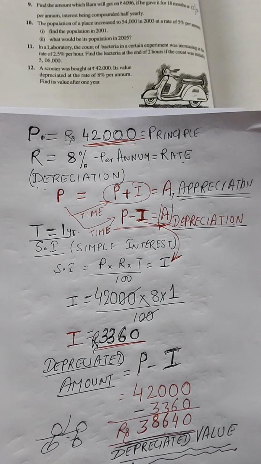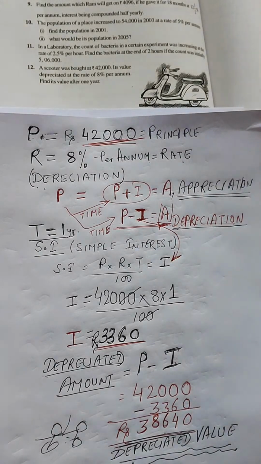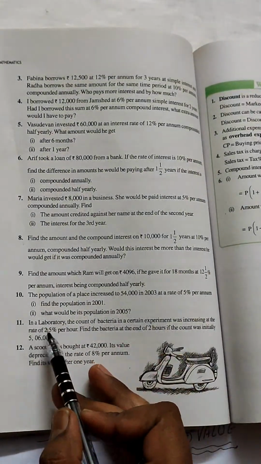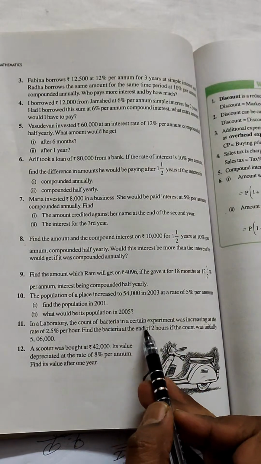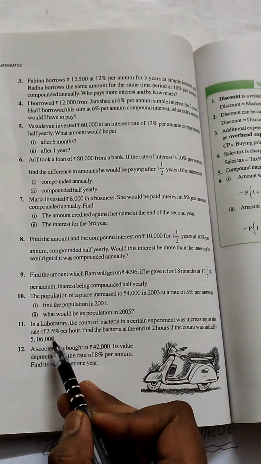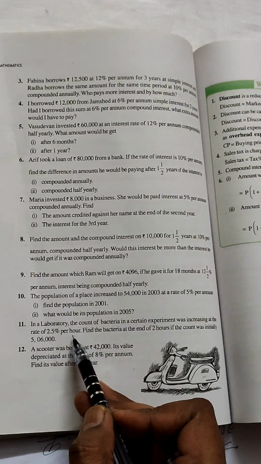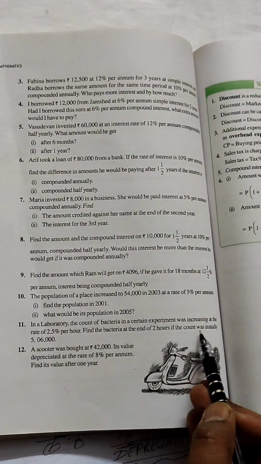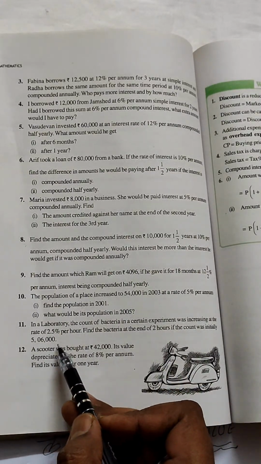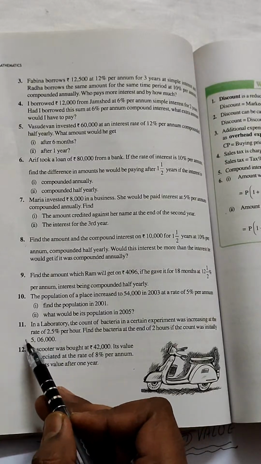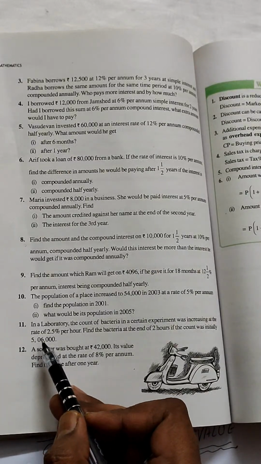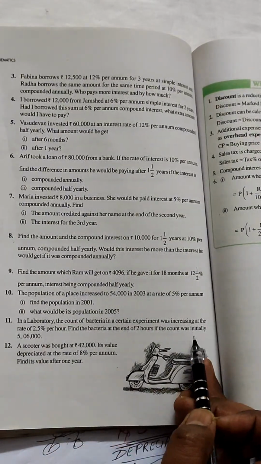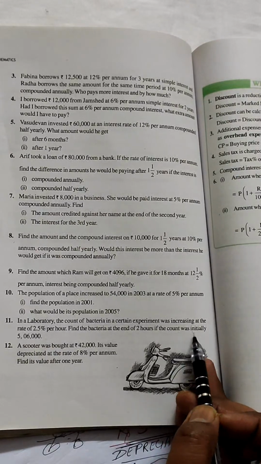Now we'll be coming to the second question. What is the second question? Let us see. In a laboratory, the count of bacteria in a certain experiment was increasing at the rate of 2.5% per hour. Find the bacteria at the end of 2 hours if the count was initially 506,000. So this will be your principal, right? Because this is the data which is at the beginning. Here you can just see the word initially, right?